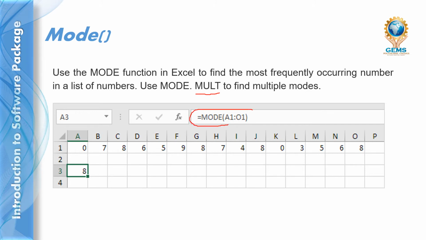An example of the MODE function: equal to MODE, open the brace and give the range of values. Okay, so we will get the mode. The MODE function helps you to find out the frequently occurring number in the list. So 8 is the frequently occurring number in that list, so automatically it will show that number.